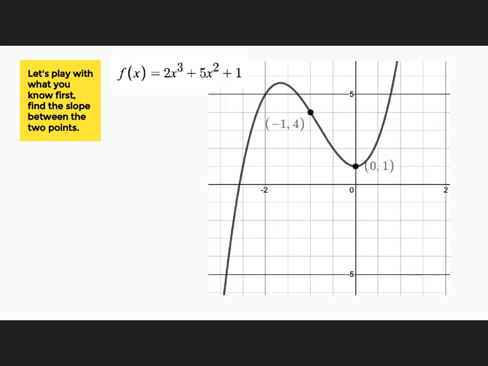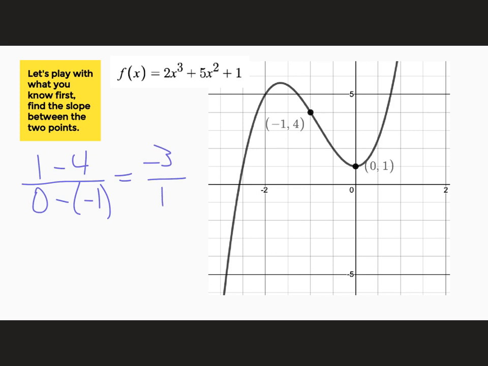There's also the tangent slope, which we'll probably be talking about a little bit. Now let's see. So we're going to review some stuff first. It says find the slope between the 2 points. Well, a couple different ways to think about it. Many of you might say I'm just going to do 1 minus 4 over 0 minus negative 1. And that's going to be negative 3 over 1.